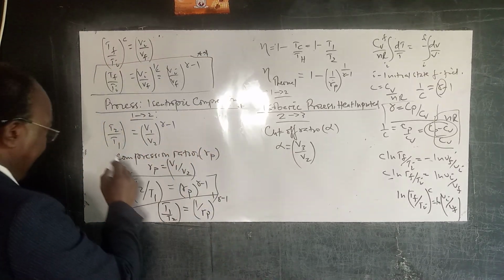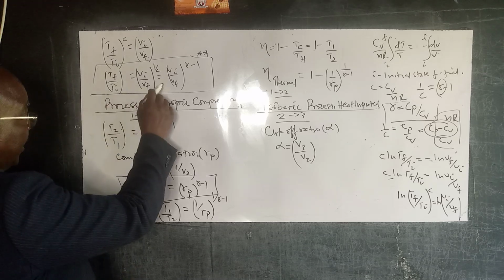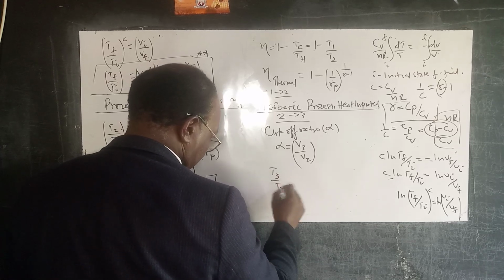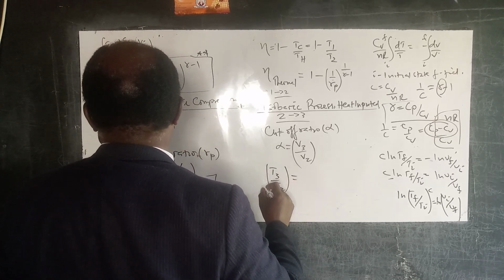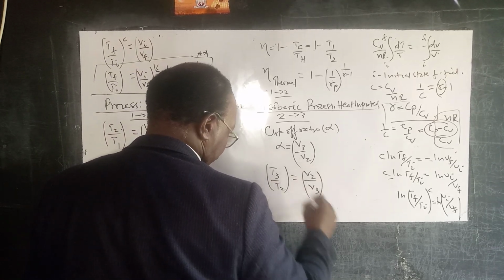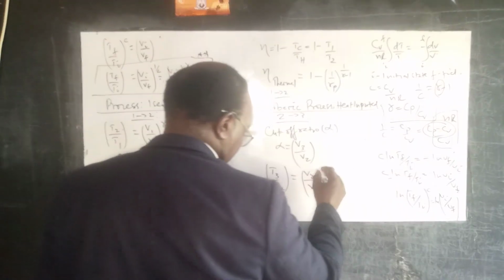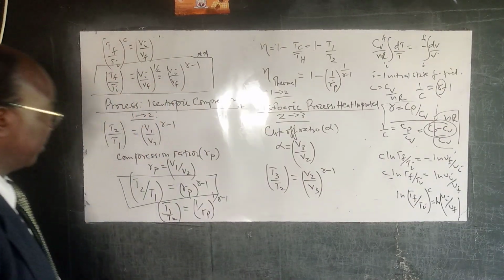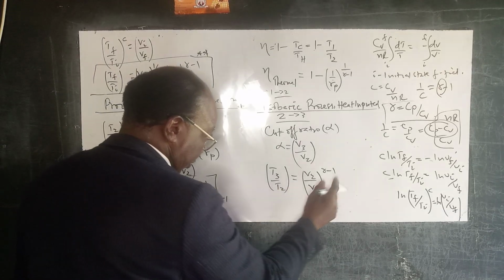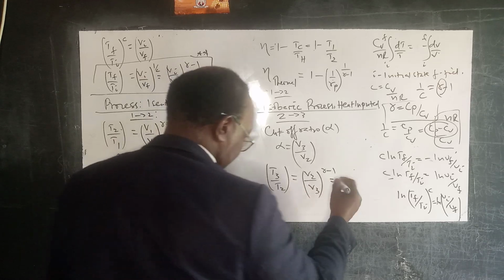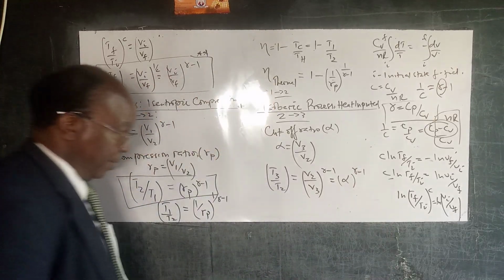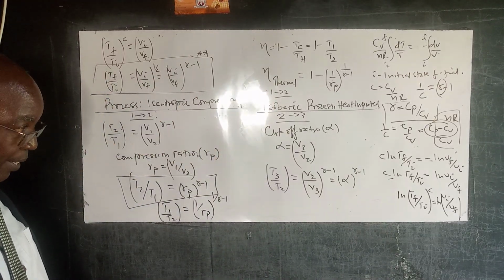So again, applying our expression here, which is our fundamental expression, therefore T3 over T2 will be given by V2 over V3 to the power gamma minus 1. So we have that quantity there, and of course, that is the compression ratio. So we can say that is alpha to the power gamma minus 1.